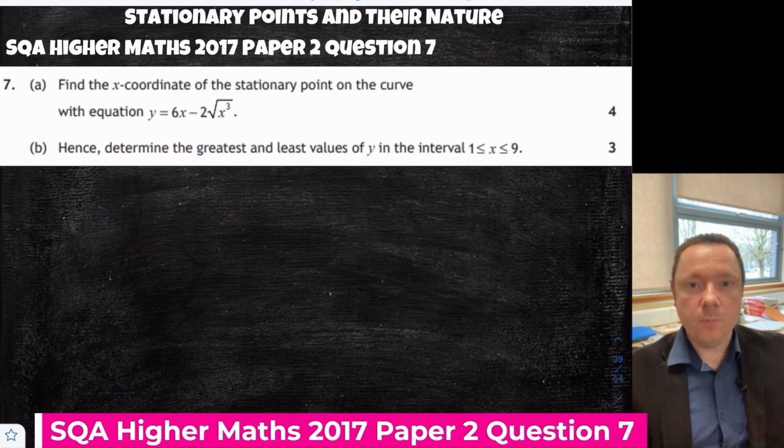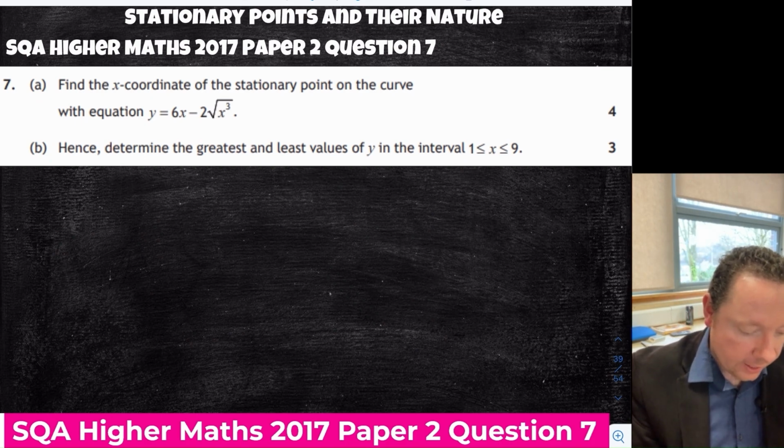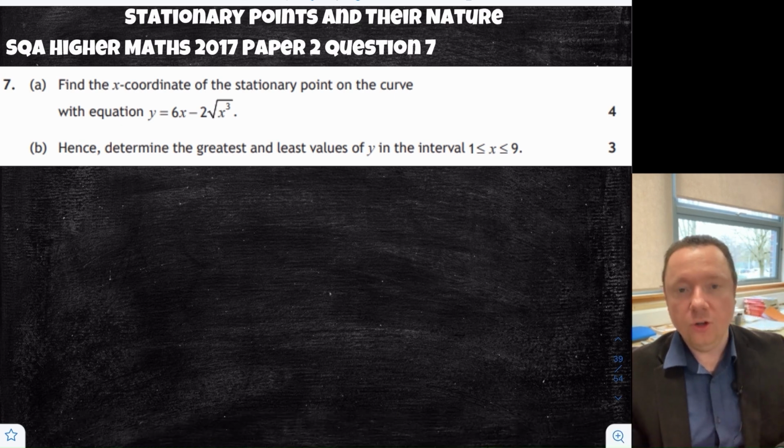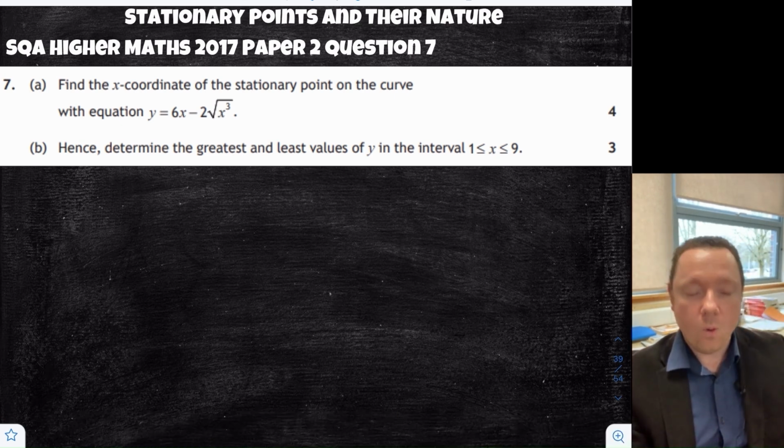And we're done. Okay, stationary points and nature, SQA High Maths 2017, Paper 2, Question 7. Find the x-coordinate of the stationary point on the curve with equation y equals 6x minus 2 root x cubed. Then find the greatest and least values of y in the interval 1 is less than or equal to x and less than or equal to 9.